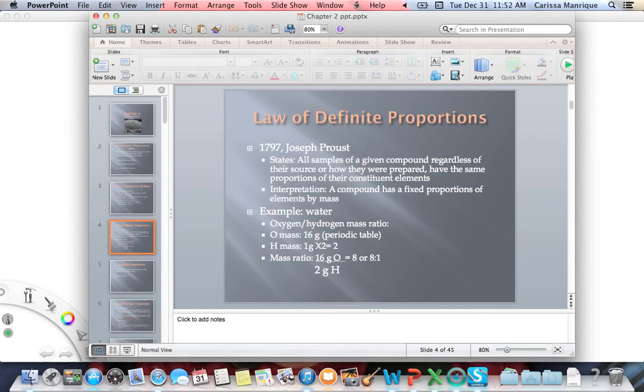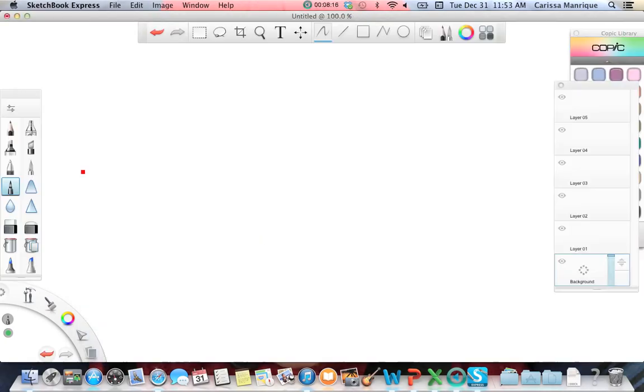So let's look at the ratio. So the mass ratio: if I get 16 grams of oxygen, because that's how much oxygen weighs, over 2 grams of hydrogen, because that's how much weight of hydrogen is in water, and I divide those, I get 8, or 8 to 1 if you want. So water, no matter what, will always weigh 8 grams of oxygen to 1 gram of hydrogen. That's the mass proportion. Okay, so let's look at an example of this also.